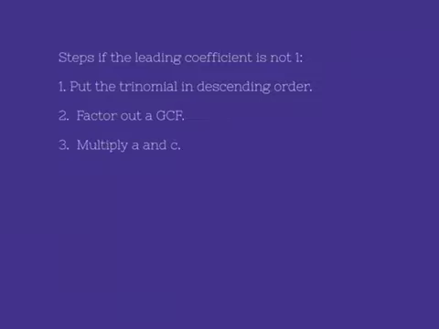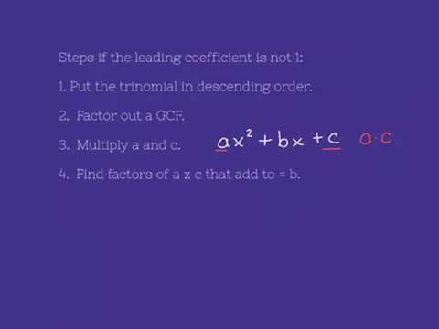Our third step is going to be to multiply A and C. So remember that the form of these trinomials is ax squared plus bx plus c, where a is the coefficient of x squared and c is the constant, or the coefficient of the third term if we have two variables. So our third step is just to multiply those two together. After we've done that, we're going to find factors of a times c that we just did that add to equal b.